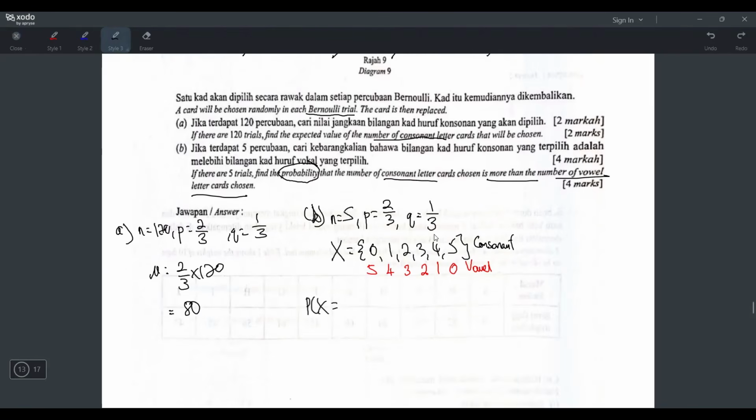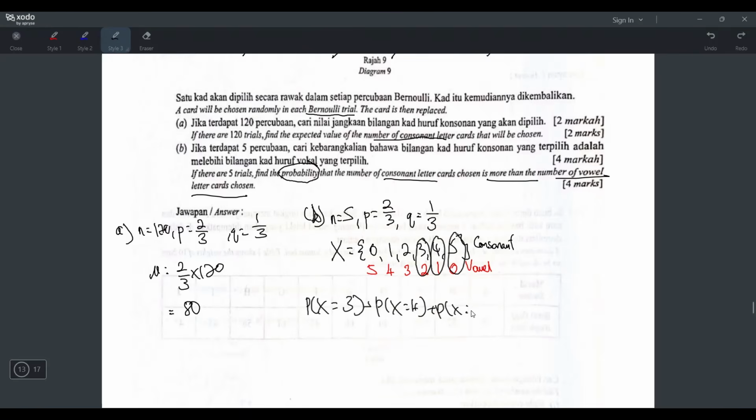P(X) equals, all right, which one is the consonant more than vowel? Consonant, okay, when consonant is 0, vowel is 5. No, this one is not accepted. One consonant, 4 vowel, this is not allowed either. Consonant more than vowel is not allowed, this one also not allowed. So you have to take this one, this one, this one. So you just have to calculate P(X=3) plus P(X=4) plus P(X=5).